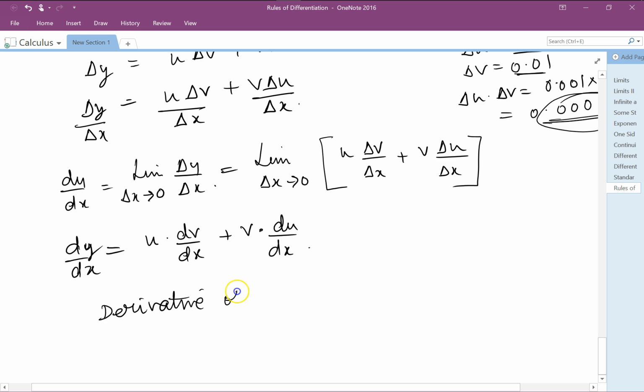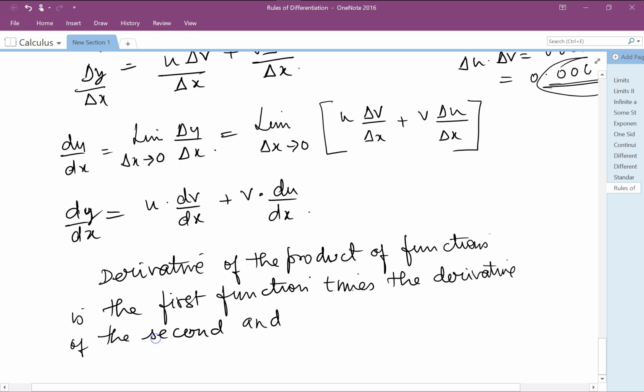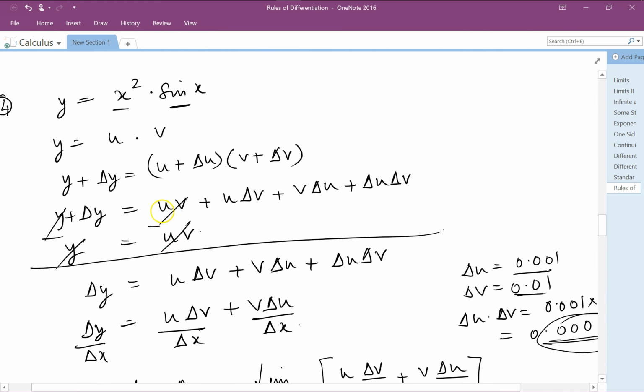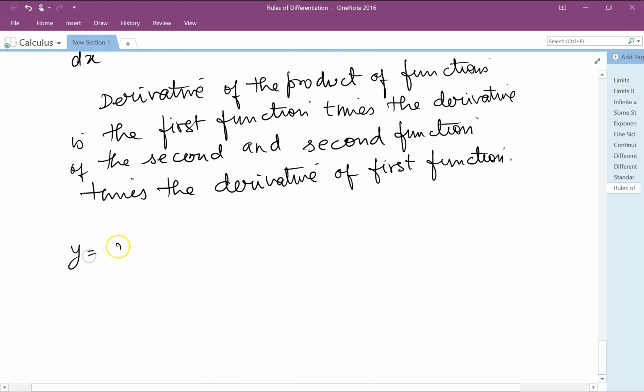So the derivative of the product of functions, here there were two functions, there could have been n number of functions. So the derivative of the product of functions is the first function times the derivative of the second, and the second function times the derivative of the first function. Okay, so let's look at the problem we are trying to solve. X square times sine x. So y is equal to x square sine x.